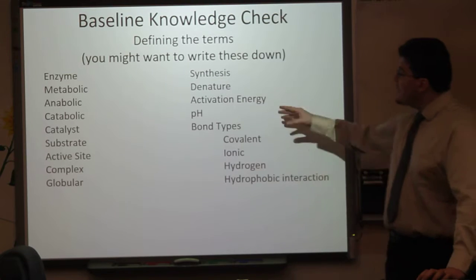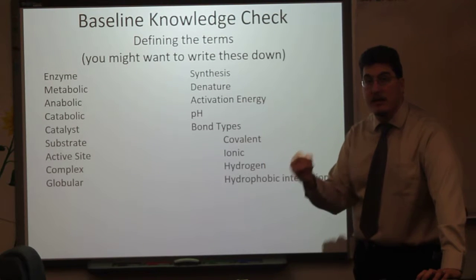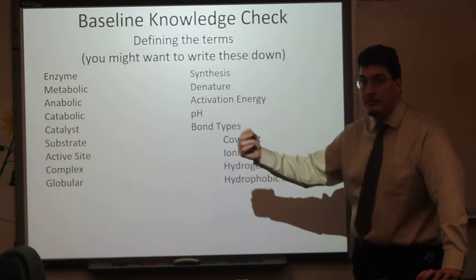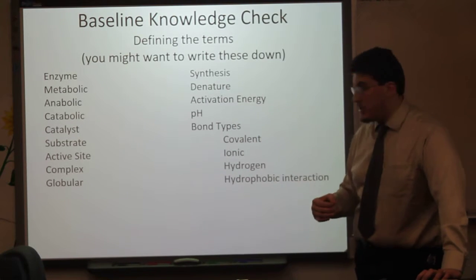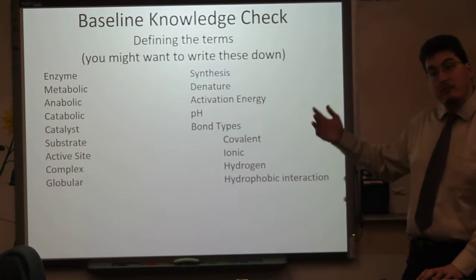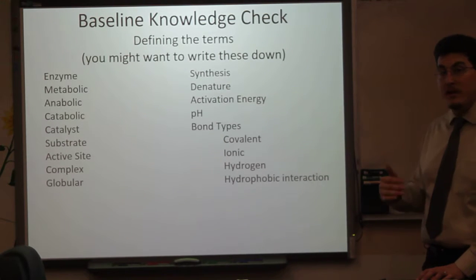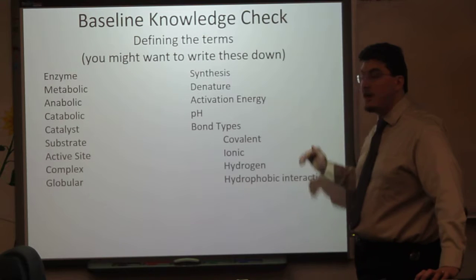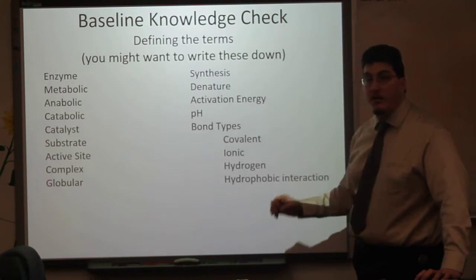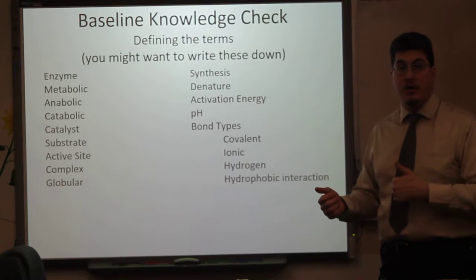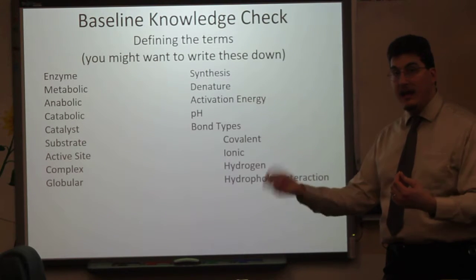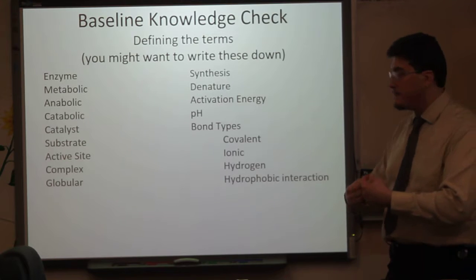Your bond types. Your covalent bonds are a shared electron pair between atoms. That is your strongest bond type in an aqueous solution. Ionic bonds are a relatively weak bond type in an aqueous solution, but they are still stronger than hydrogen bonds. Ionic bonds are the attraction between oppositely charged particles. A positive charge and a negative charge will attract to one another.